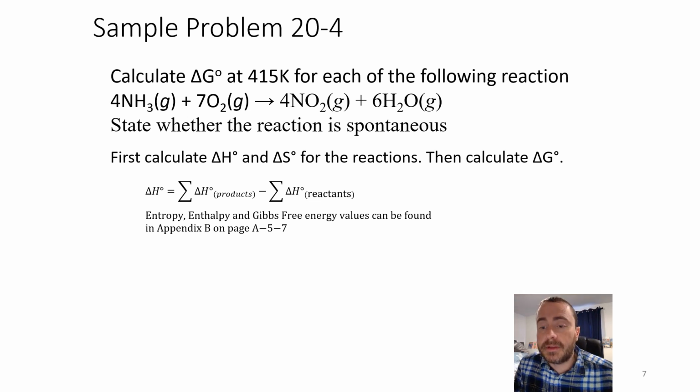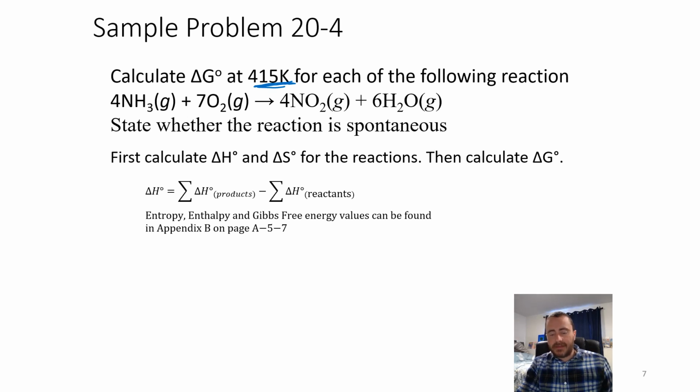All right, number one, this is already balanced, which is nice. But if you are given a problem like this and it's not a balanced equation, you've got to balance your equation. And then we want to see, after we calculate our Gibbs free energy change, is the reaction spontaneous? Because this reaction is at 415 Kelvin, which is given to us, we have to calculate our enthalpy change and our entropy change, and then we're going to use our Gibbs-Helmholtz equation.